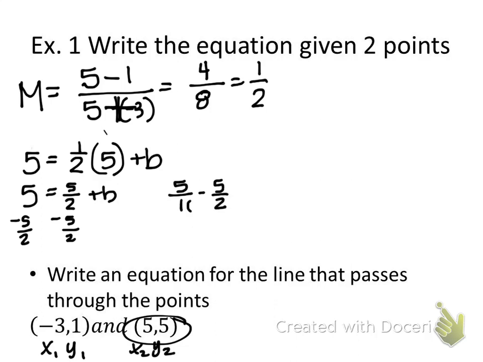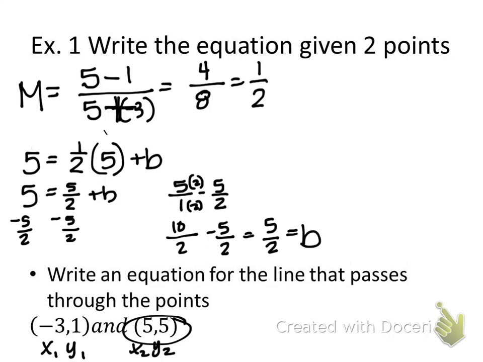So basically I say, okay, I need a common denominator. Again, you can plug this in your calculator. It will do all the work for you. 10 minus 5 is 5 over 2. So I know that that is what is equal to b.